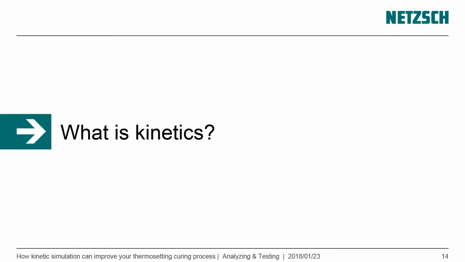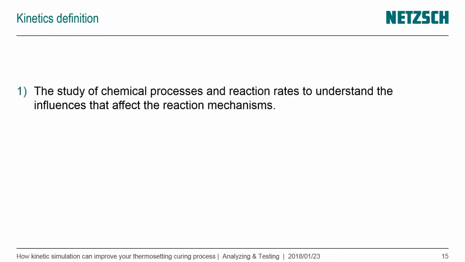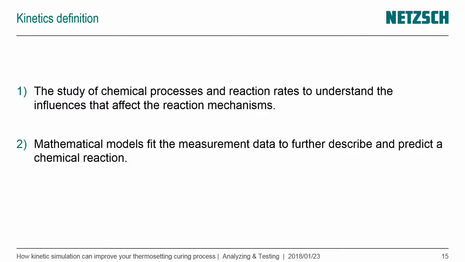So first, what is kinetics? The definition of kinetics is, on the one hand, the study of chemical processes and chemical reactions to understand the influences that affect the reaction mechanisms. Influences on the reaction mechanisms can depend on the resin hardener mixture, they can depend on the temperature, on the time. So we have to understand what is going on inside a material.